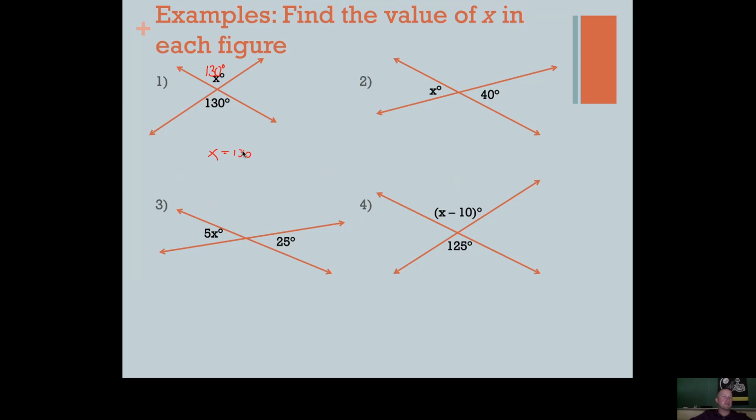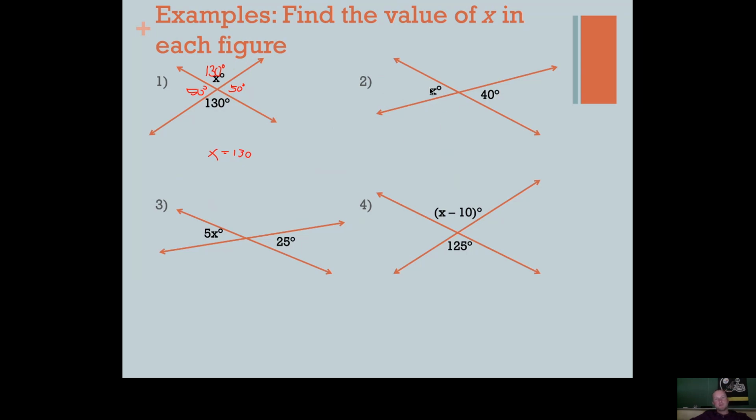Now, they didn't ask you to find the other angle measures, but what would these angles be? They're going to be the same as each other, but they can't be 130. They're going to be 50. Remember, these are a linear pair. Same thing with these, they add up to 180.